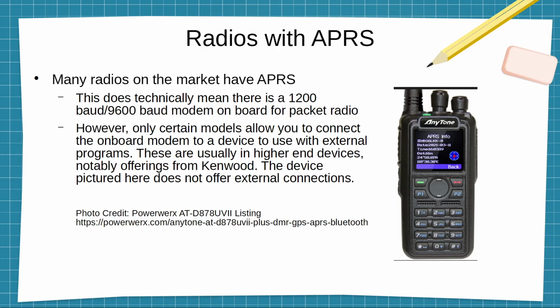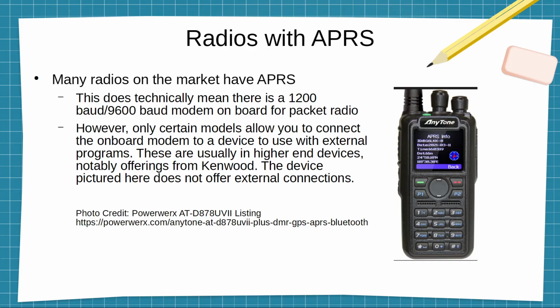Now, with that, we should talk about radios that have APRS built into them. A lot of radios on the market have it, and these do technically do 1200 or sometimes 9600 baud packet, but they only work with APRS using the built-in program. There's only certain models out there that allow you to connect into that onboard TNC, or in this context, modem, is used interchangeably. There's only a few devices that let you do that.